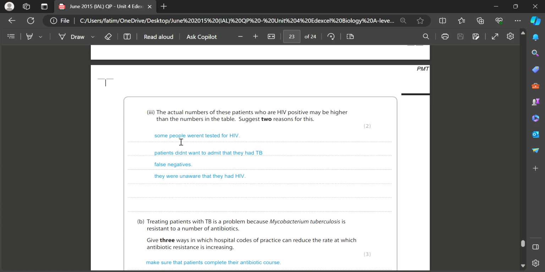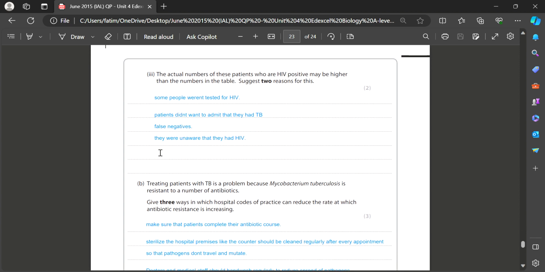I think that will give us 1 mark. Patients did not want to admit that they have TB. That's another mark. I said false negatives, that they did get tested, but because of some reason with how they processed it, it just didn't get in. They didn't identify it, and it was a false negative, even though that person did have HIV. And I also said they were unaware that they had HIV.